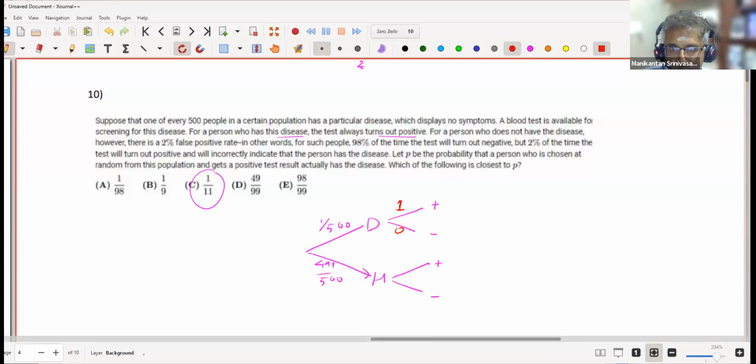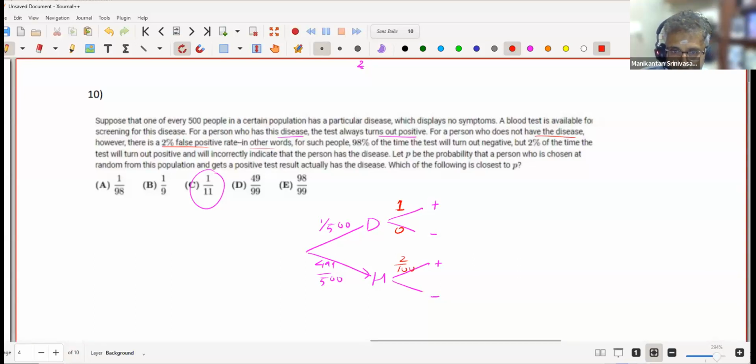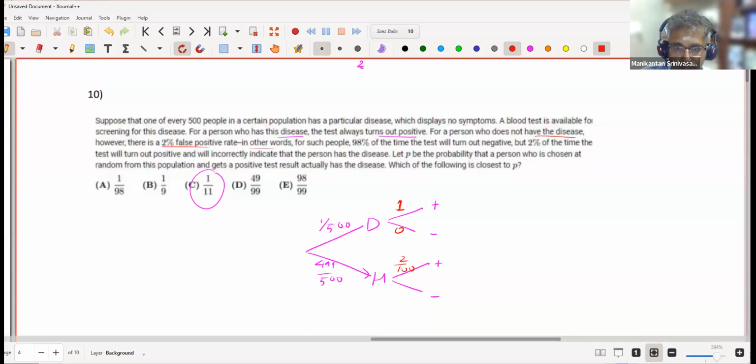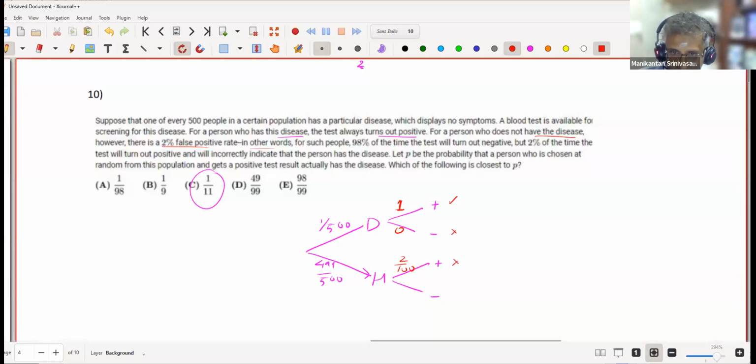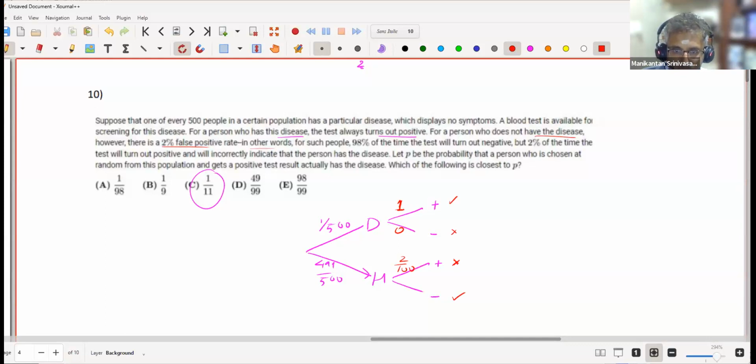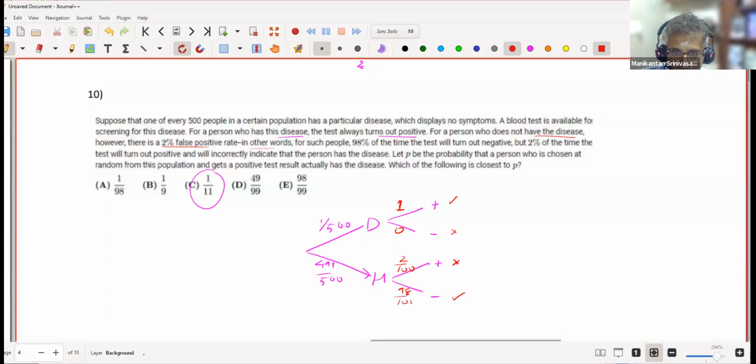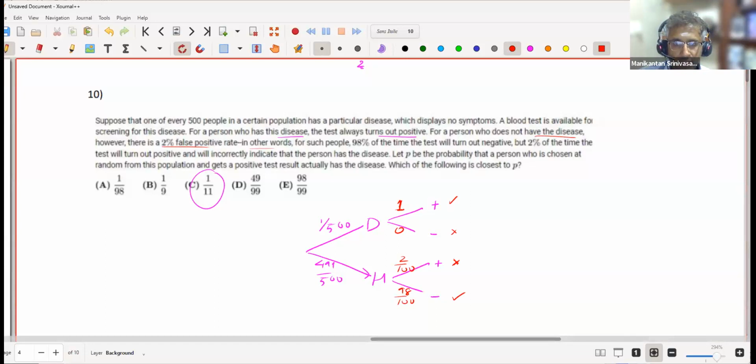And for a person who does not have the disease, there's a 2% false positive. So it's 2 out of 100 chance that it will give positive, which is wrong result. So this is the correct result, this is the wrong result, this is the wrong result, this is the correct result, right? So you'll get a wrong result with 2%, and you'll get a correct result in 98%. Okay. So now what is he asking? Let P be the probability that the person who's chosen at random from this population gets a positive test, right?